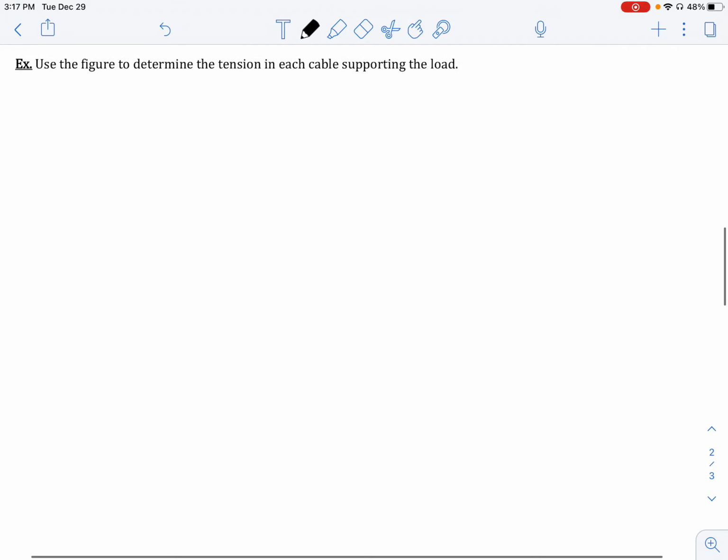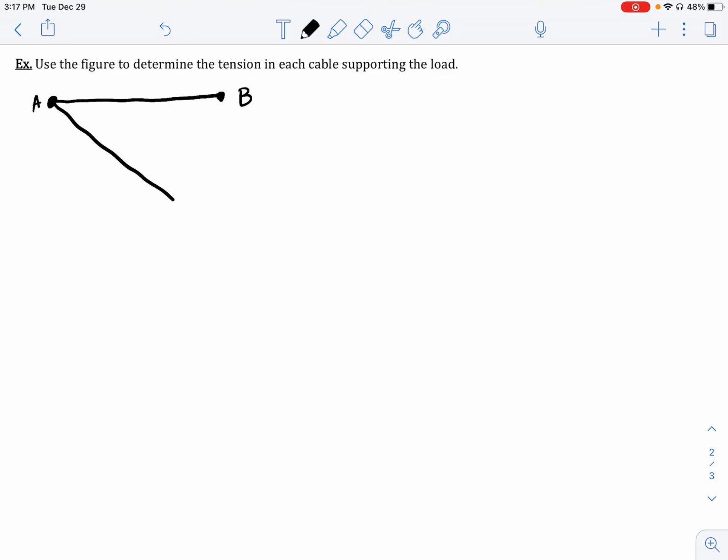We're going to draw our own figure to determine the tension in each cable supporting the load. You're not given any words written out here. I'm just going to go ahead and draw the diagram so we can see the system. So suppose you had some type of beam, or let's say just attached to the ceiling itself. And we've got two different places where we have cables. So we have point A and point B. Let's just say that this is our first cable, cable A, and we have cable B here.